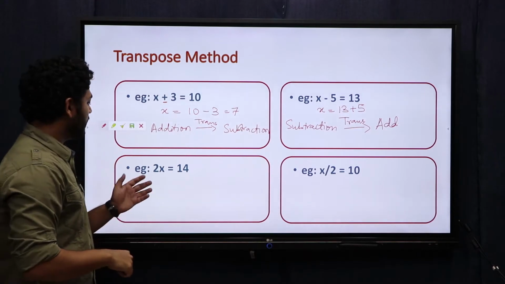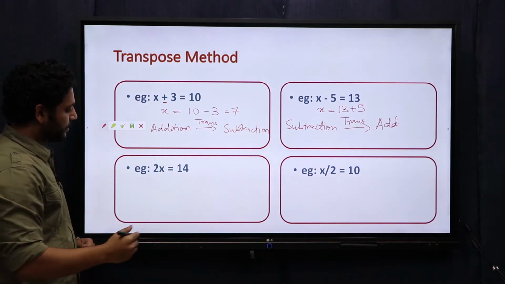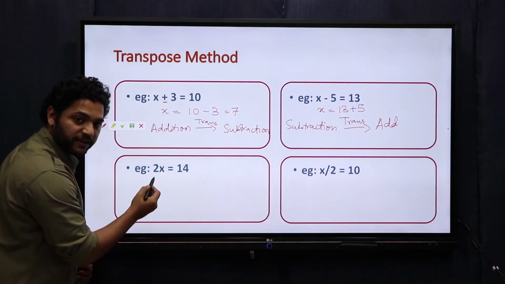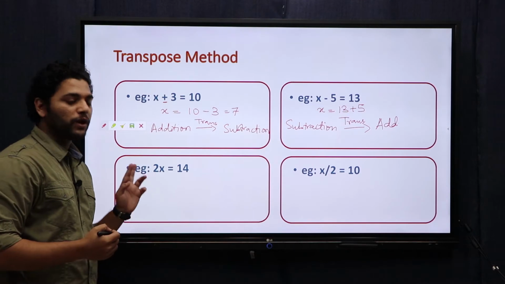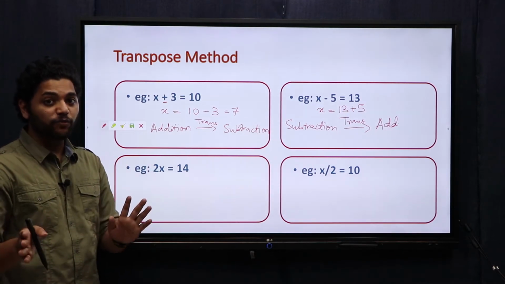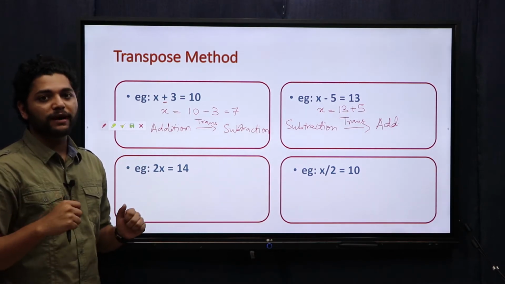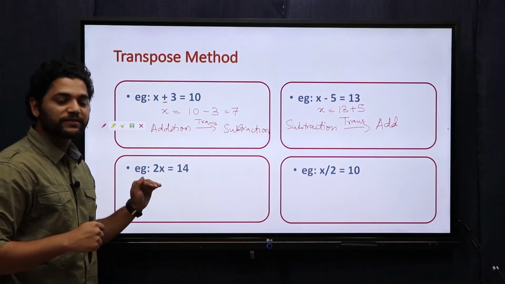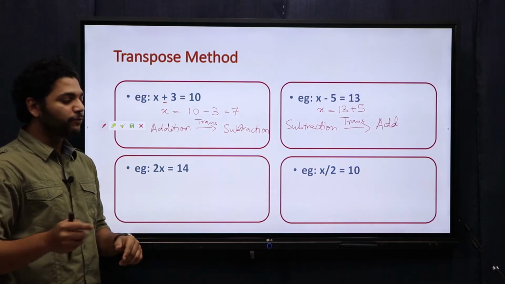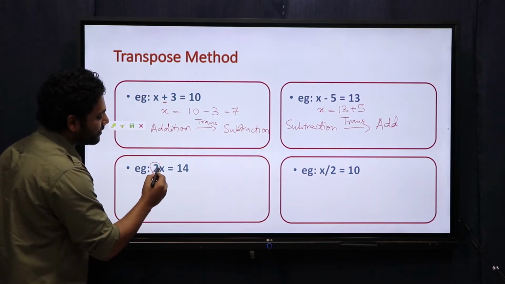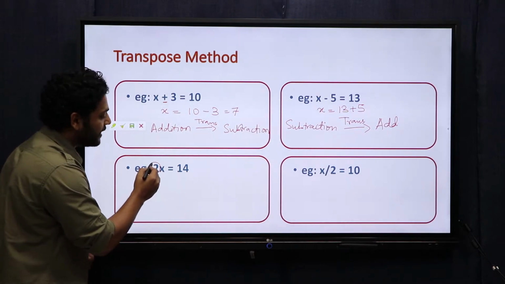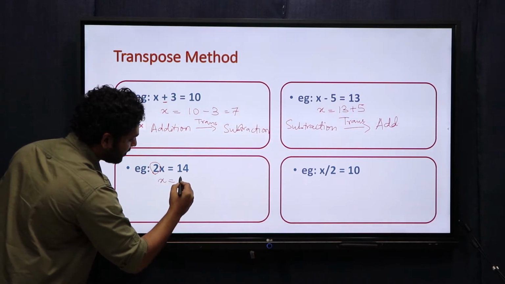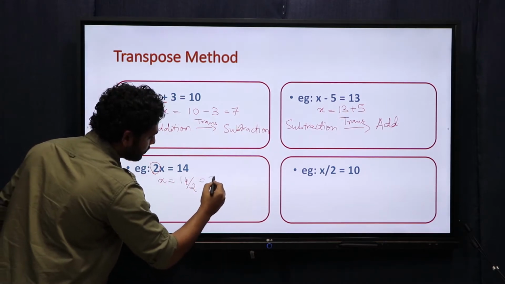Now, let's take the third example, 2x equal to 14. Now, I see that x has a coefficient here, 2. What should I do to avoid this 2? Now, if it was an inverse operations method, what would I have done? Here, 2 is in multiplication. So, I would have divided by 2 on both the sides and got rid of this 2. In transpose, I simply take this 2 which is in multiplication here, I take it and bring it on the other side and divide. So, I can write this x equal to 14 by 2 equal to 7.